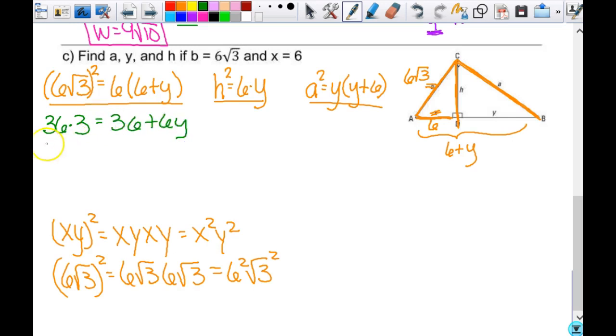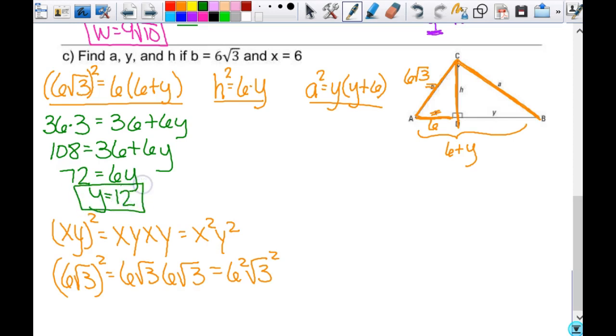Okay, so then what is 36 times 3? Well, what's 30 times 3? 90. 3 times 6 is 18, right? Then 108. So 108 is equal to 36 plus 6y. So 108 minus 36, 72. And that's equal to 6y. So y is equal to 12. We all good so far? So I got my y down.